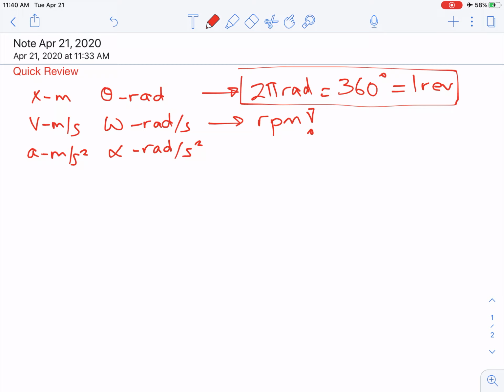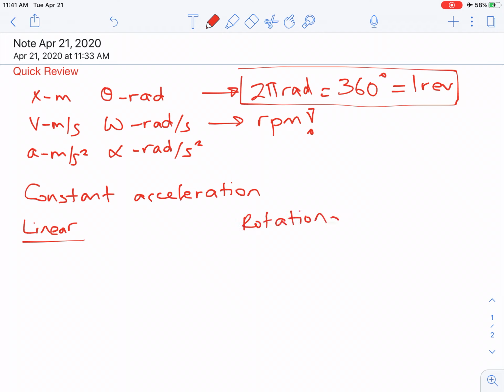Okay, and then we did use the constant acceleration equations. So this could be a linear acceleration or a rotational acceleration, or angular acceleration, right? So let's just write those down. In the linear case, if I'm considering the one-dimensional case, we have the position x equals x0 plus v0x t plus 1/2 ax t squared. And also we had the velocity vx equals v0x plus ax t.